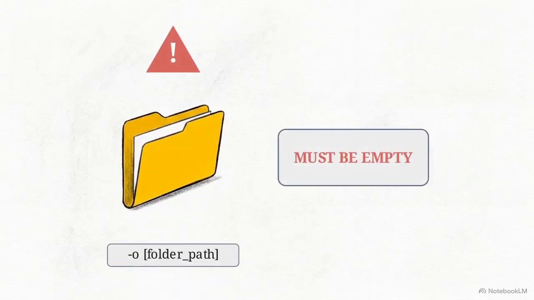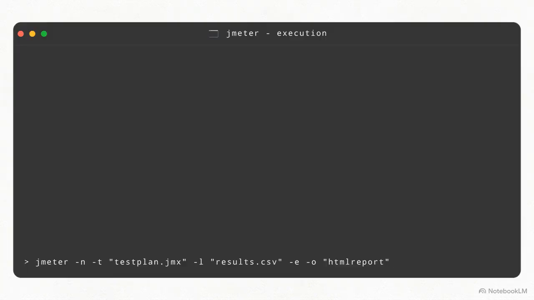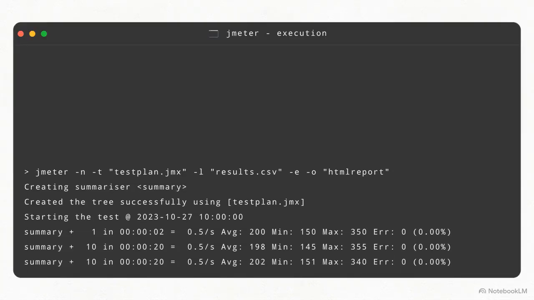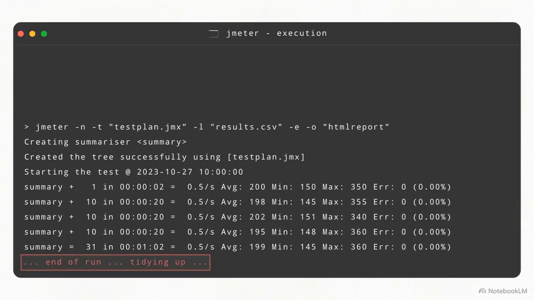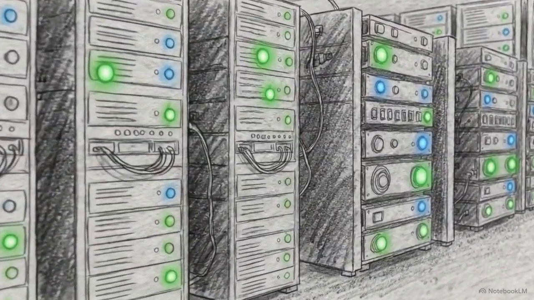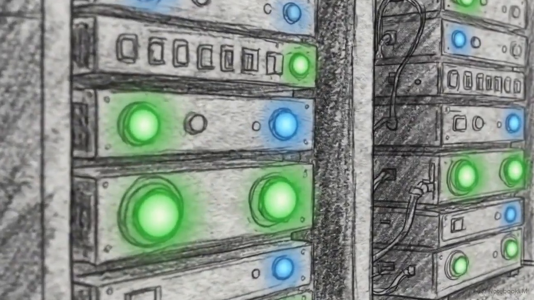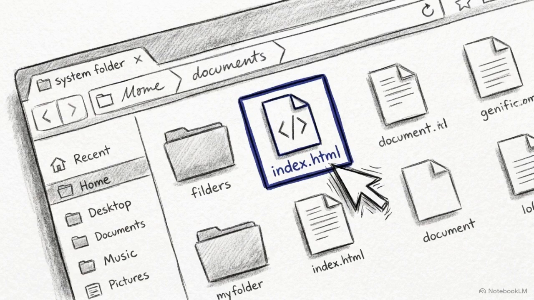Check your output destination. The target folder for the HTML report must be entirely empty, otherwise the execution will abort immediately. Press Enter. Let the test run until you see the tidying up message on the screen. By bypassing the graphical interface, you have maximized your local hardware and subjected the target server to a clean, accurate stress test. Open your destination folder, find the index.html file, and open it in your web browser.